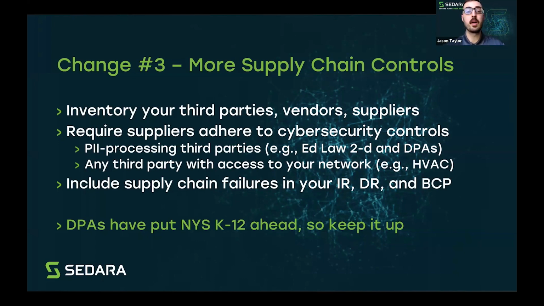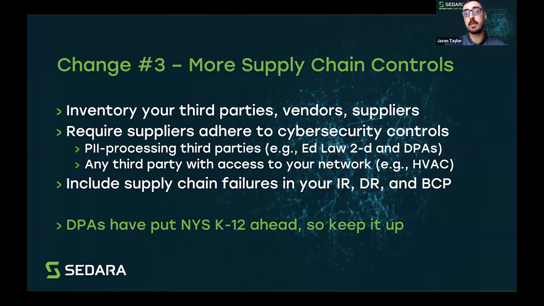So at the end of the day, we need to make sure that we inventory and fully know who all of our third parties, vendors, and suppliers are. And we need to make sure that we have some cybersecurity related contractual requirements in place. For those who follow Ed Law 2-d in New York State, we're already sort of doing this through the data privacy agreements that are required through those PII processing third parties, the personally identifiable information third parties. Think things like your student information system that has to have a DPA in place.